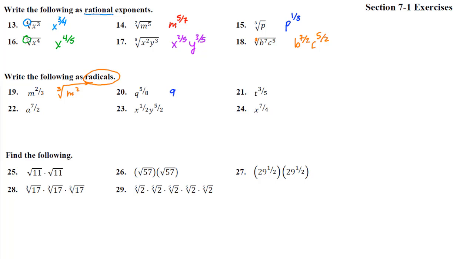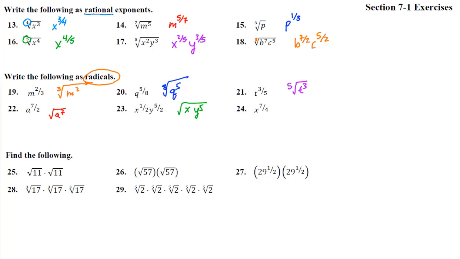This one is going to be q to the fifth power and an 8th root. So the 8th root of q to the fifth. Then we have the 5th root of t cubed. Yep, indeed. Next one, this is the square root of a to the 7th power. Good. X to the 1/2. So x to the 1. And square root of that, and also the square root of y to the fifth.